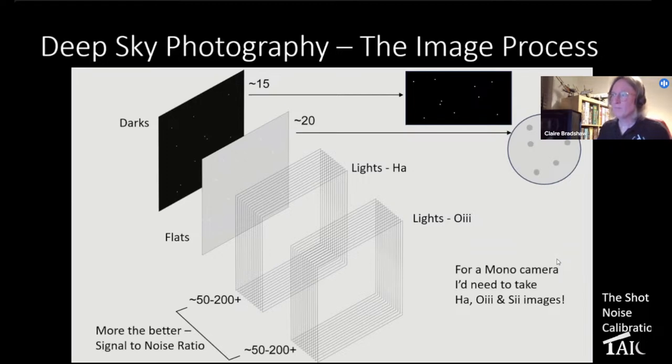And for a mono camera, so these are for the one-shot color camera. For the mono camera, I'll be taking three amounts of light. So I'll be taking HA, O3 and S2 images to get all the data that I need. So three times, twice as much data, etc.